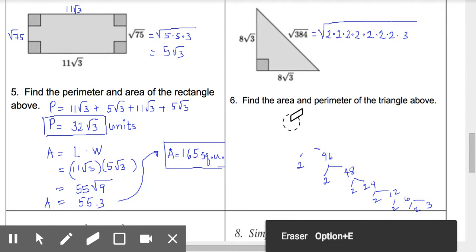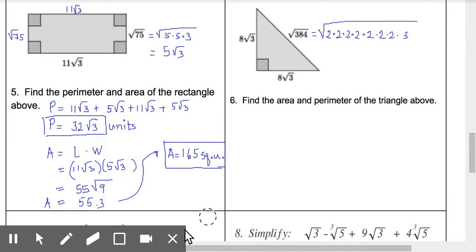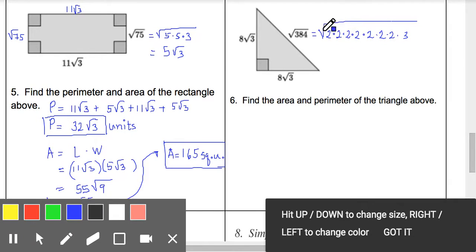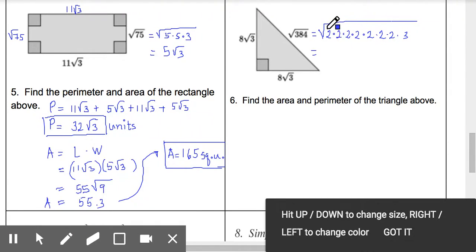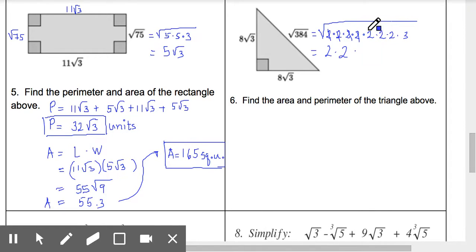So let me just erase this. Okay. So now this is the same as 2 times 2 is 4, square root of 4 is 2, 2 times 2 is 4, and square root of that is 2, another 2 times 2 here. Square root of that is 2, and we'll have here square root of 6. Therefore, we'll have 2 times 2 is 4 times 2 is 8, 8 square root of 6. So the hypotenuse of the right triangle has length 8 square root of 6.